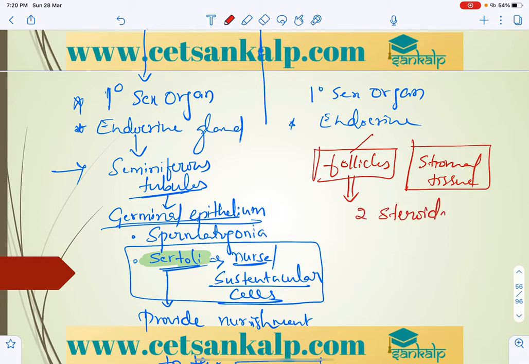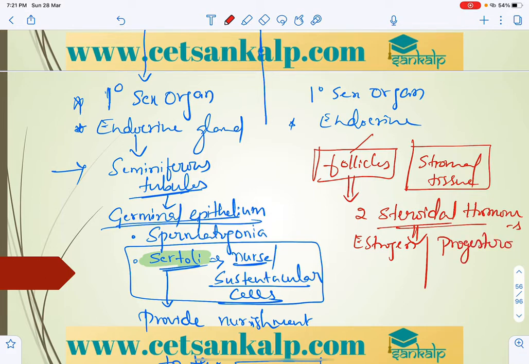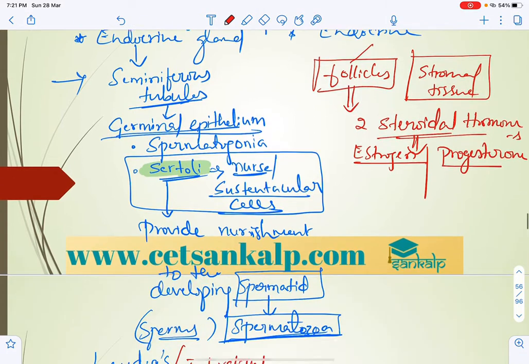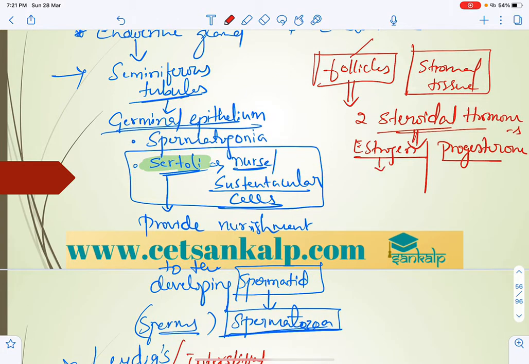Ovarian follicles together produce steroidal hormones. What are those steroidal hormones of the female reproductive system that the ovarian follicles produce? One is estrogen, the other one is progesterone. So progesterone and estrogen are generally the female sex hormones.